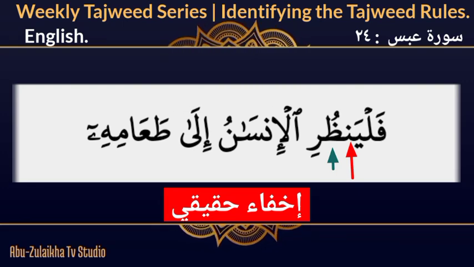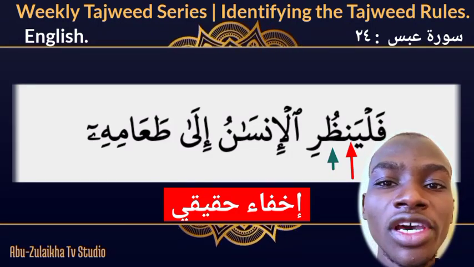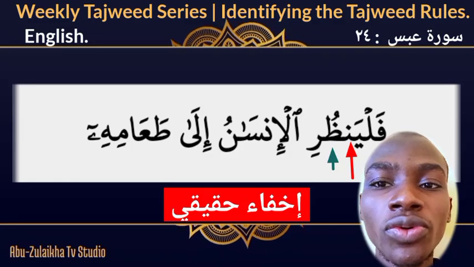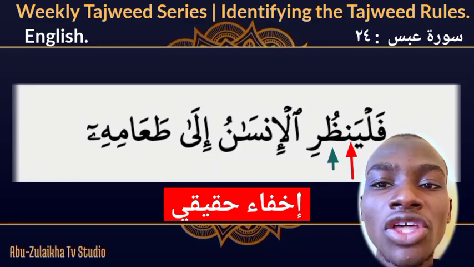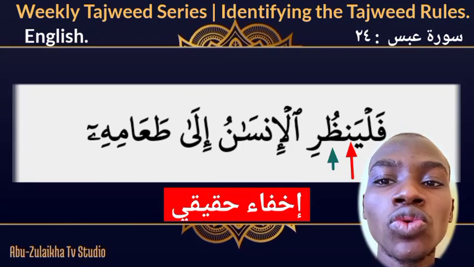During the course of the nasalization, you are also going to indicate the articulation point of this letter, which is a letter va. So you are going to say فَلْيَنْظُرْ, as you can see on the screen. Do you understand? So that is how you are going to pronounce it. فَلْيَنْظُرْ. So let's move further.